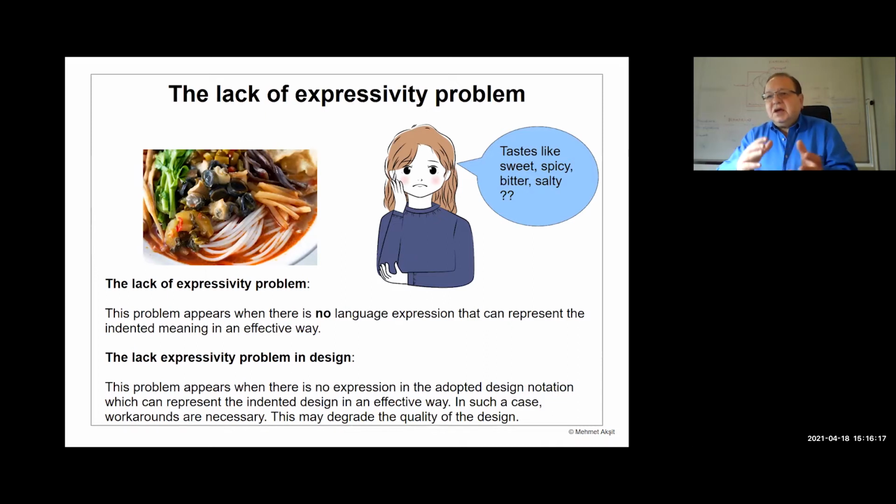The second case in this problem is the lack of expressivity problem. This problem appears when there is no language expression that can represent the intended meaning in an effective way. So you observe a problem and you want to express it using a notation, but you cannot express it as precisely as you want, and then you are forced to choose one of the available notations. Then the same problem appears because you lose information, because you cannot express exactly what you want to express.